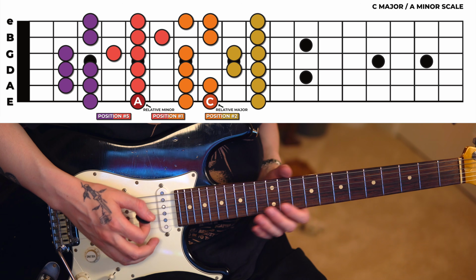Now, these limitations can be whatever you want them to be. A good one is to choose a scale shape or even a few positions of a scale that you're comfortable with and limit yourself to only the highest 3 strings.